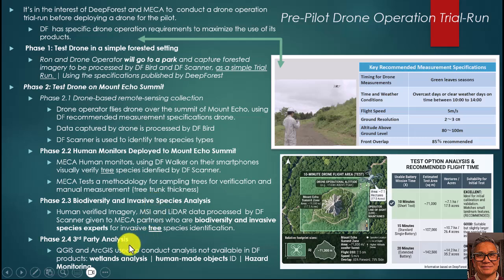And lastly, there is what's called a third-party analysis. This is the use of other products such as QGIS and ArcGIS to conduct analysis that's not available in the DF products, such as wetlands analysis, the identification of human-made objects, and hazards monitoring.